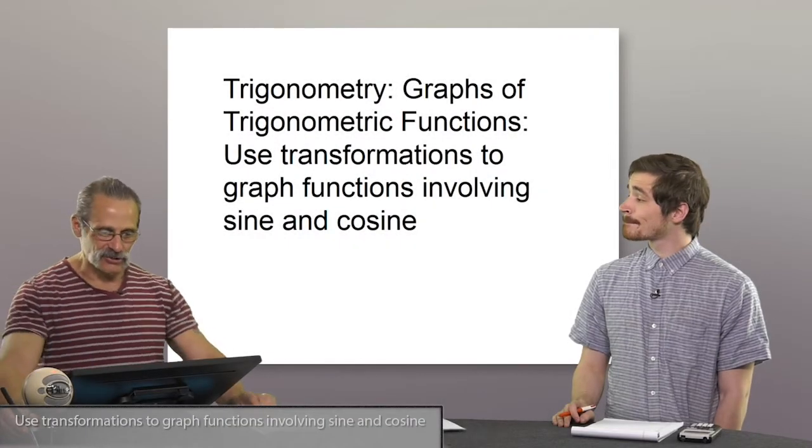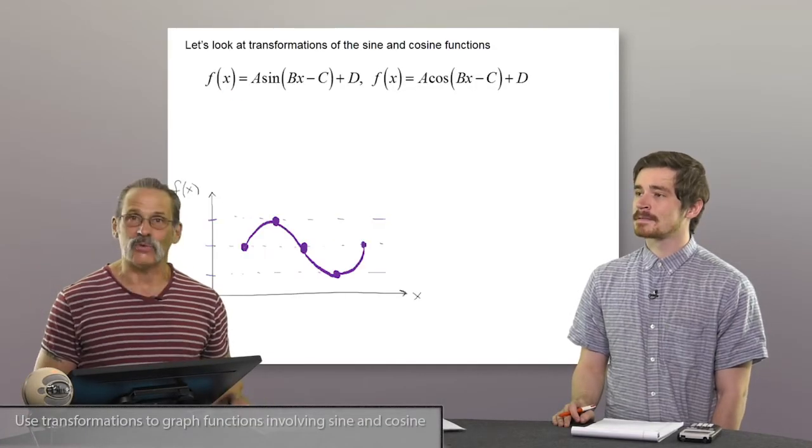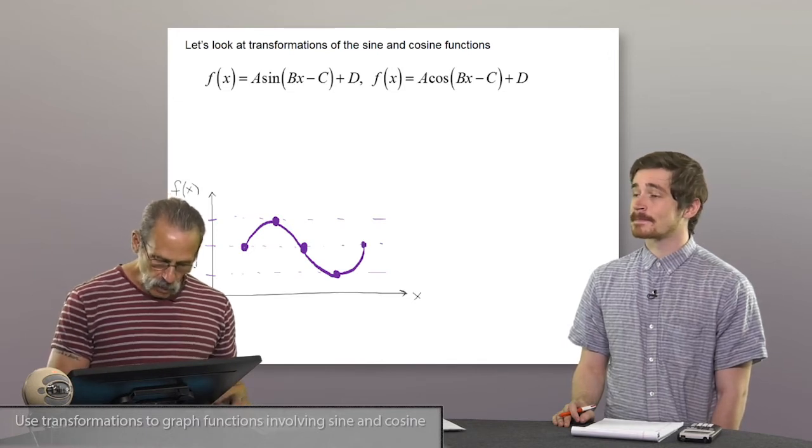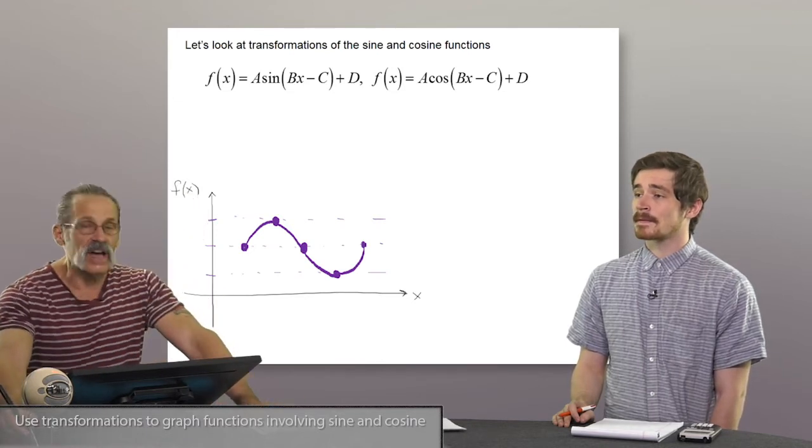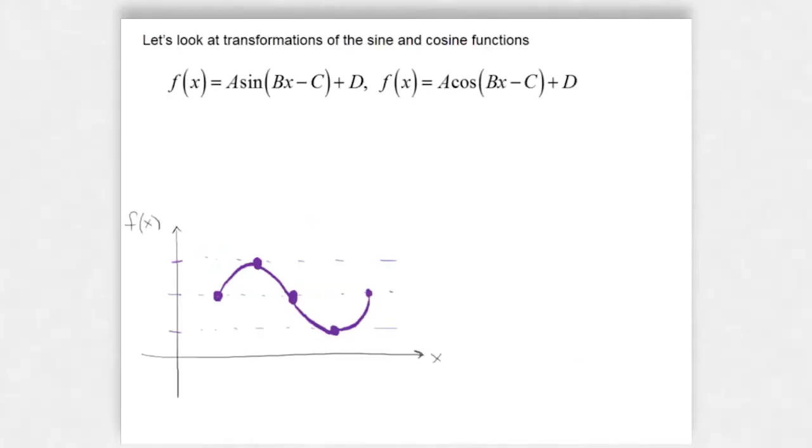Use transformations to graph functions involving sine and cosine. What we have in front of you is the sine function, one period of it, and we have the standard form for both sine and cosine. So let's identify a few things. And we'll go ahead and start with A. A represents the amplitude. So if I take a look at A, that's your distance from the midline up to the top or the bottom of the curve, at least for sine and cosine.